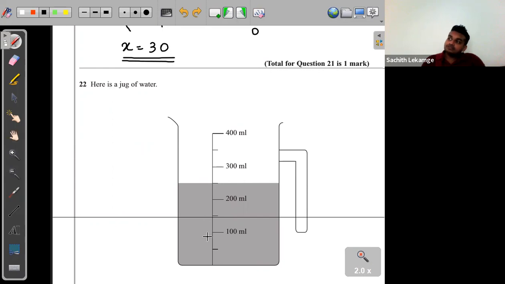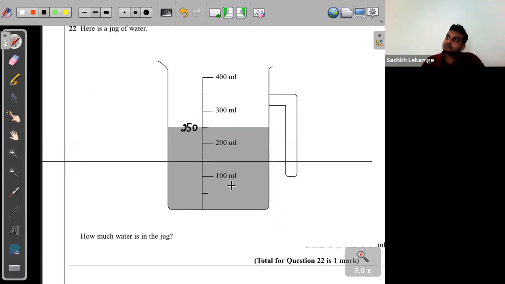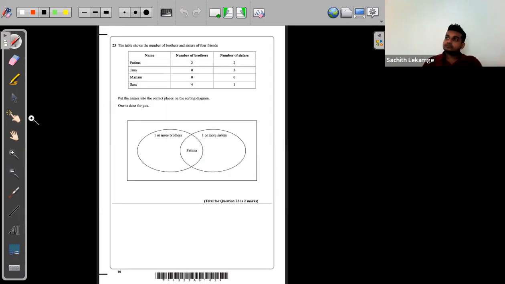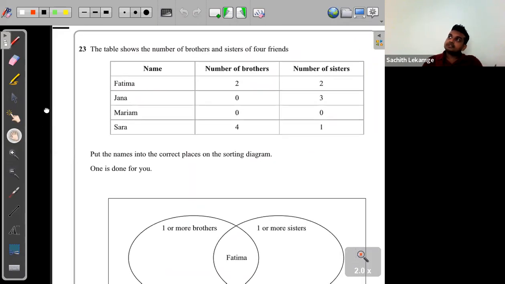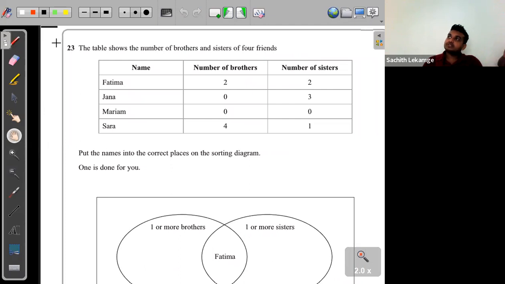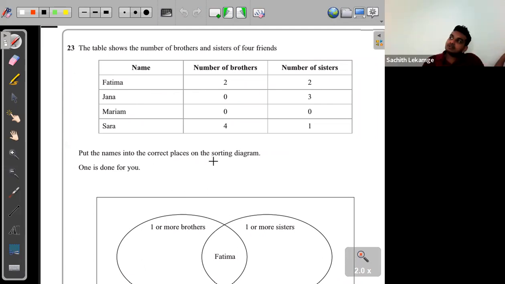Here is a jug of water. Yes. Exactly. That's easy. The table shows the number of brothers and sisters of 4 friends. Put the names into the correct place on the sorting diagram. One is done for you.